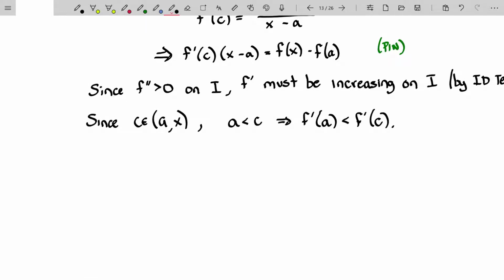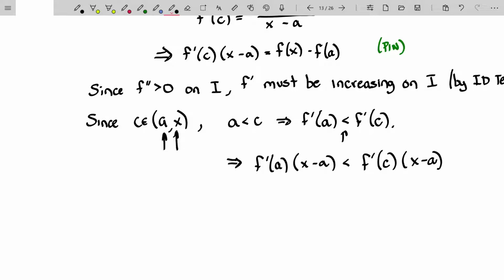Now, another thing that I can say is since x is greater than A, we can multiply both sides of this inequality here by x minus A. This is going to seem really weird, but I get to do it anyway, just because I want to. So f prime of A times x minus A must still be less than f prime of C times x minus A. All I did was multiply both sides of this inequality by x minus A. The inequality didn't change because x is greater than A. So that's just a positive number I multiplied both sides of that inequality by. So that should not have thrown you off, or I hope it didn't.